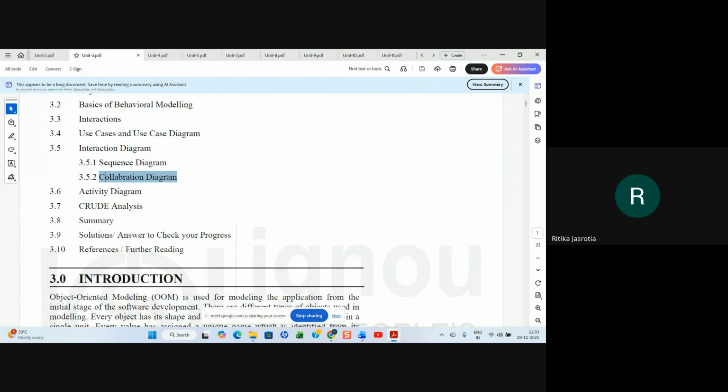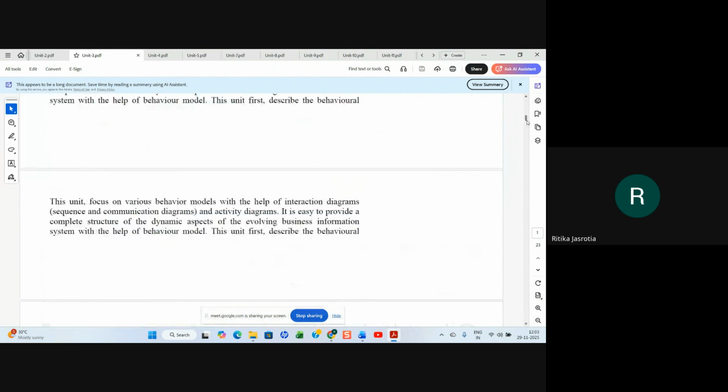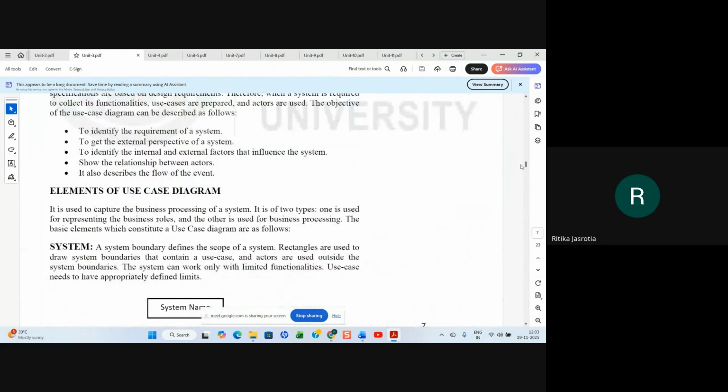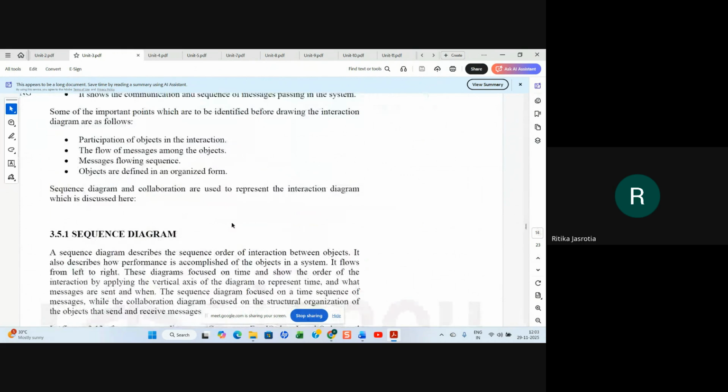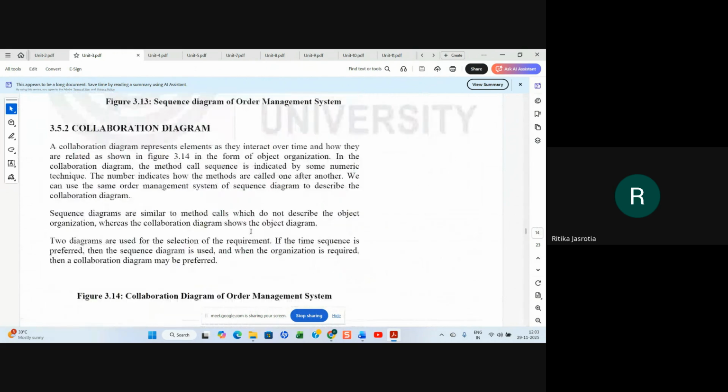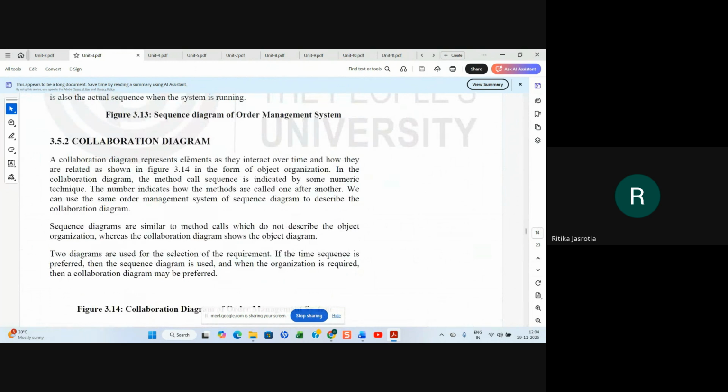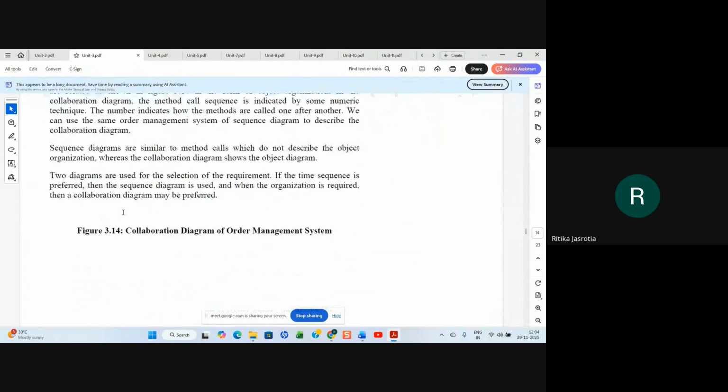It is there with the sequence diagram. In the interaction diagram, you have the collaboration diagram also. So you have the sequence diagram and the collaboration diagram here. The collaboration diagram represents elements as they interact over time and how they are related, in the form of object organization. In the collaboration diagram, the method call sequence is indicated by some numeric technique. The number indicates how the methods are called one after another. We can use the same order management system or sequence diagram to describe the collaboration diagram, right?